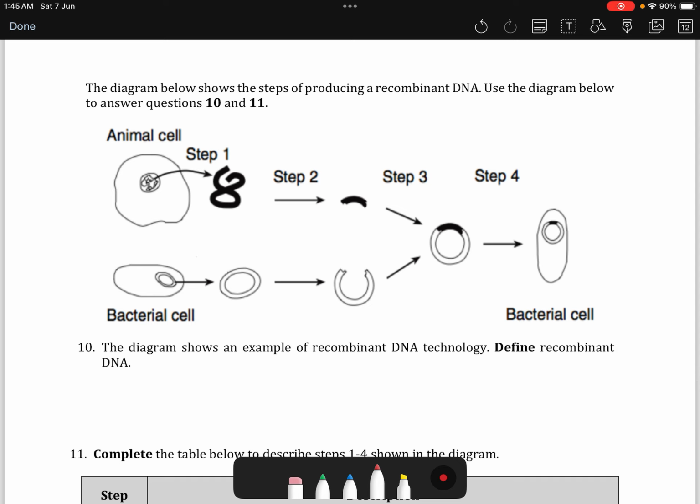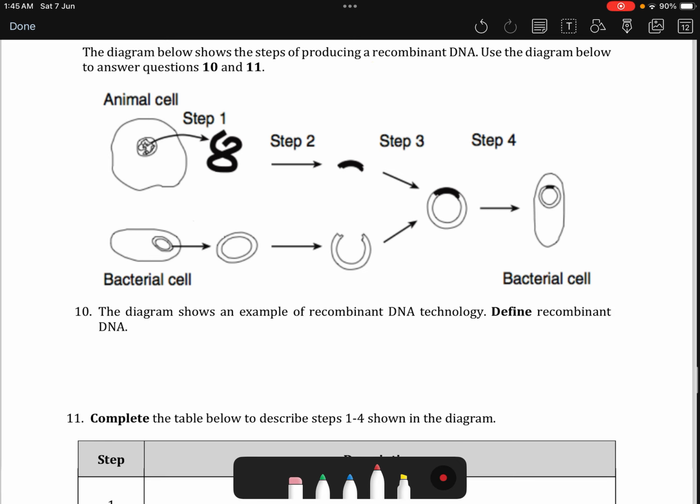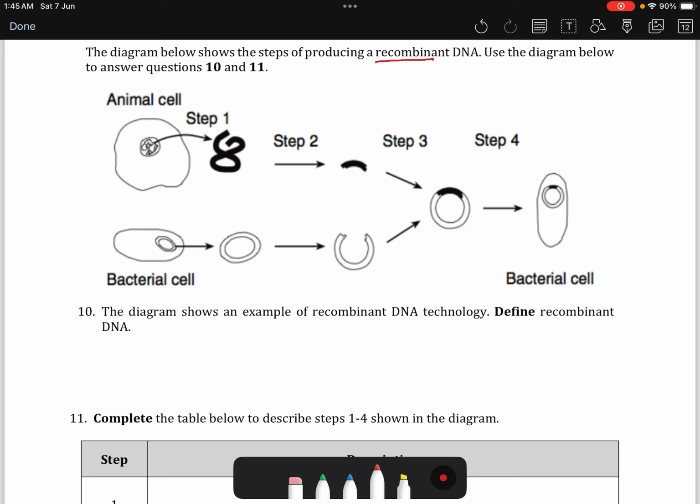The diagram below shows the steps of producing a recombinant DNA. Use the diagram. Okay, step number one, they are isolating. So step number one is isolation. Step number two is cutting or cleavage. Step number three is joining. And step number four is introducing or insertion. Whatever you can write, it's up to you: introducing into bacteria.